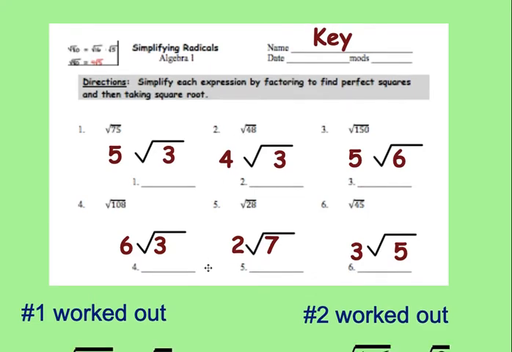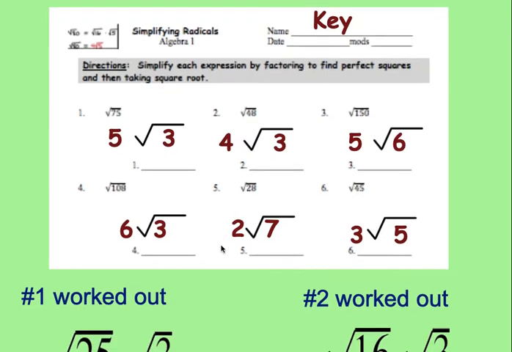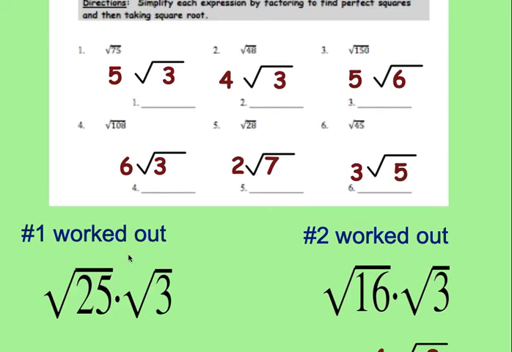For square root of 75, you start thinking of a perfect square that goes into that. And also square root of 48, you think of the largest perfect square to go into it. What I usually do is I take half the number and I look for a perfect square below. For square root of 75, I have square root of 25 times the square root of 3. And for 48, I have square root of 16 times 3.